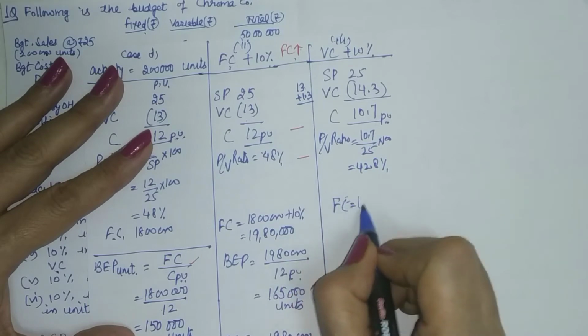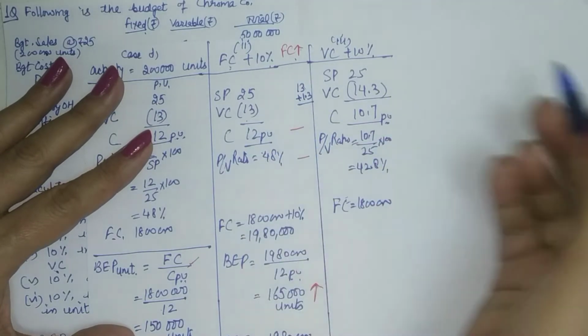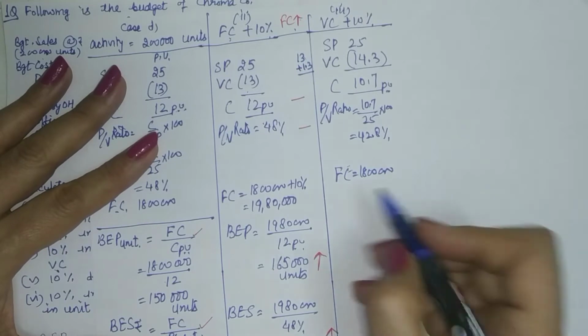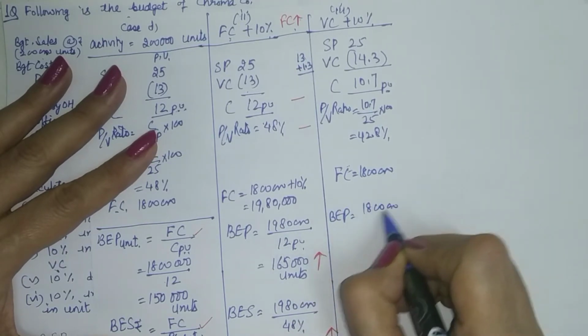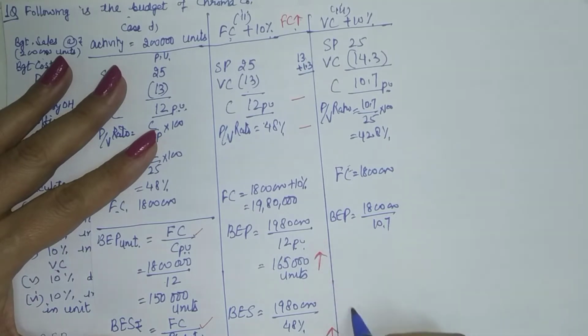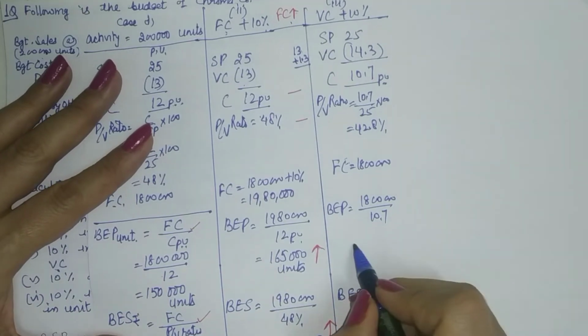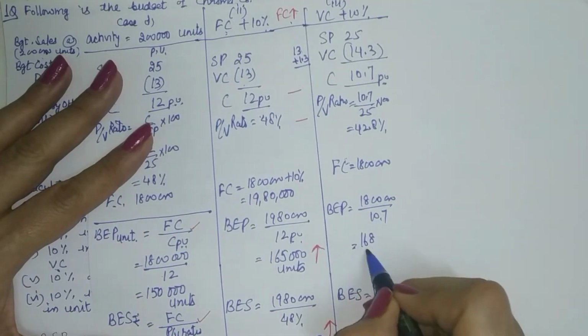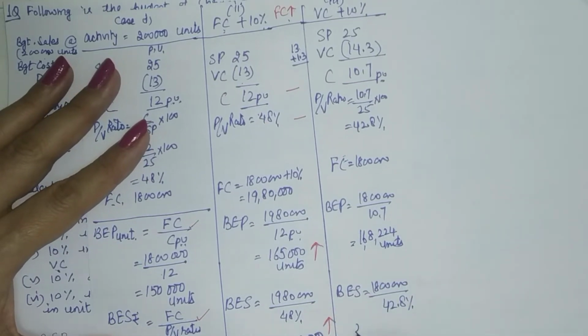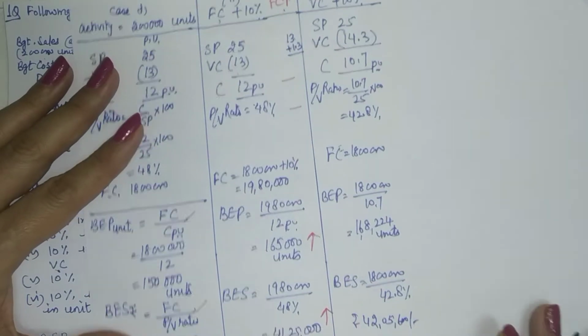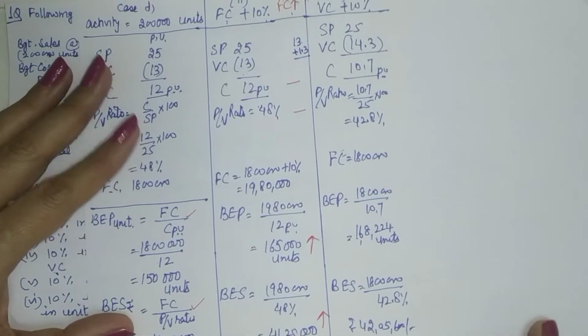Now fixed cost is the same. There is no change in this scenario because every scenario is independent of the other. So break even point will now be fixed cost upon contribution per unit, or break even sales will be fixed cost upon PV ratio. So your calculation gives you 1,68,224 units or 42,05,600 rupees.